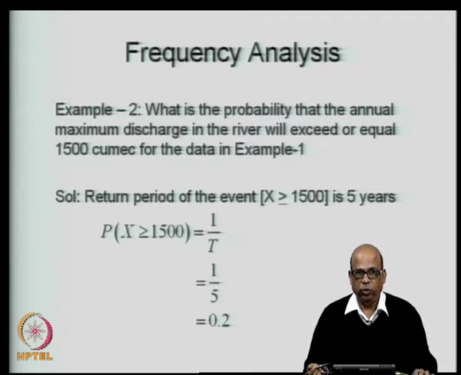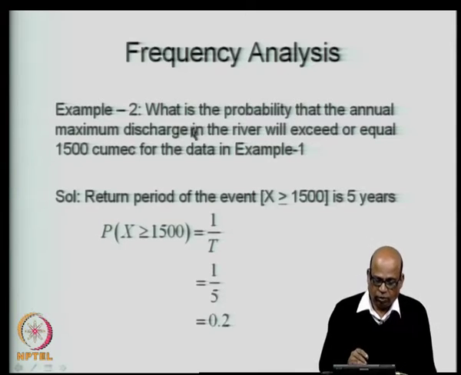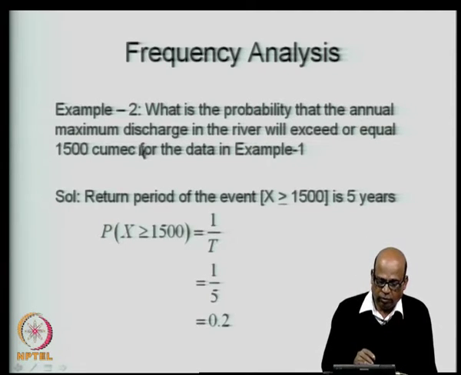Now, we will use that and answer the question: what is the probability that the annual maximum discharge in the river will equal or exceed 1500 cumecs for the data in example 1?